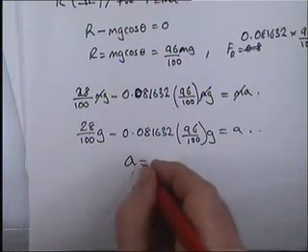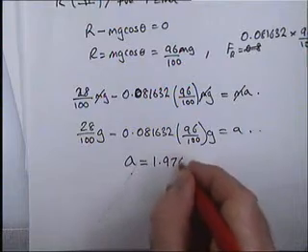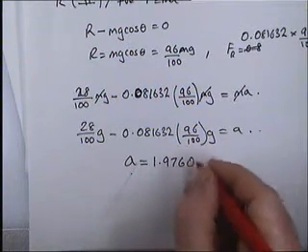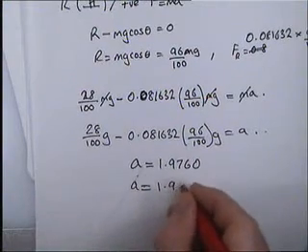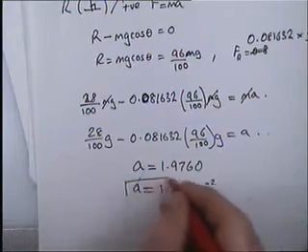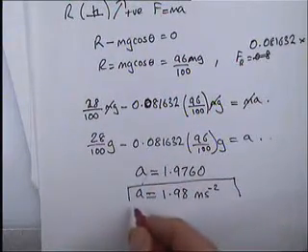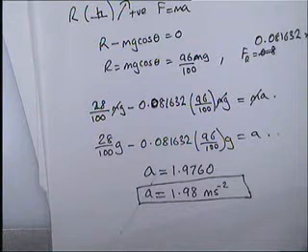And I get a to equal 1.976, or a equals 1.98 meters per second squared, acting down the slope as defined in the diagram.